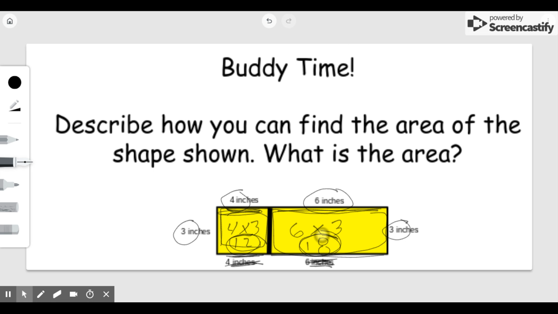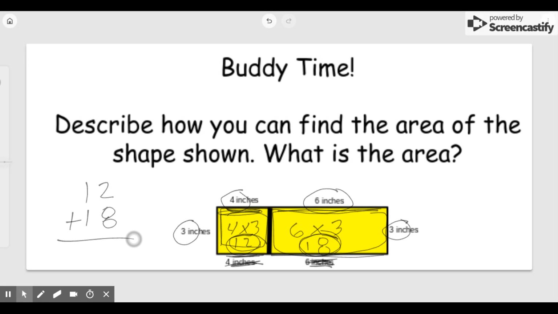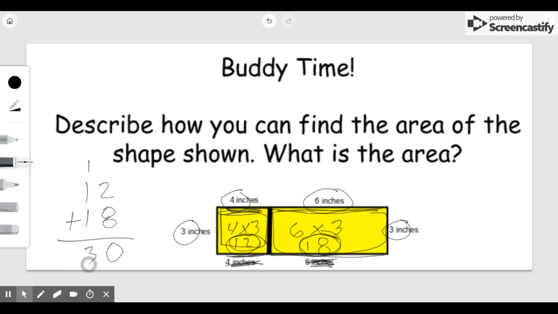Now I don't want to use multiplication because it's not equal groups, because 12 and 18 are not the same. So I'm going to set up an addition problem, and I have 12 plus 18. Okay, so I got 2 ones plus 8 ones. That's going to be 10. That's 0 ones here, but then another 10 in the tens column. And then I have 1 ten plus 1 ten plus 2 tens, that's 30.